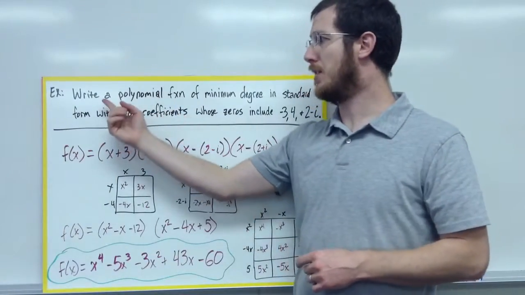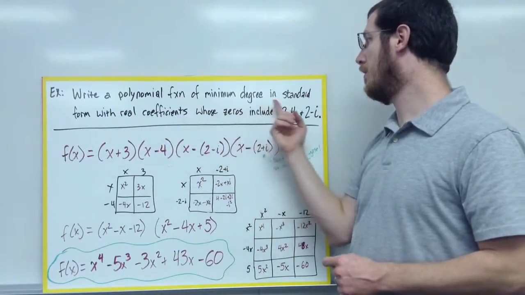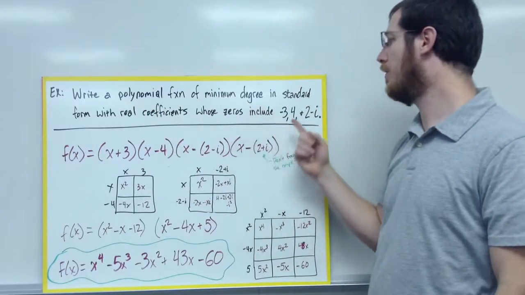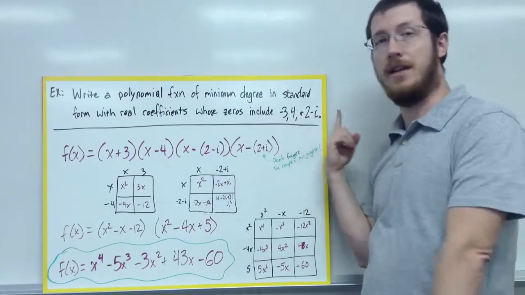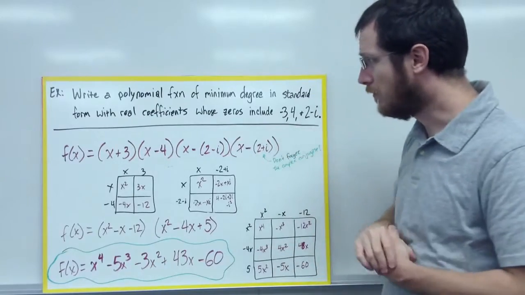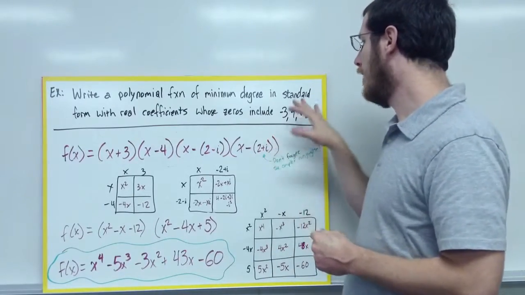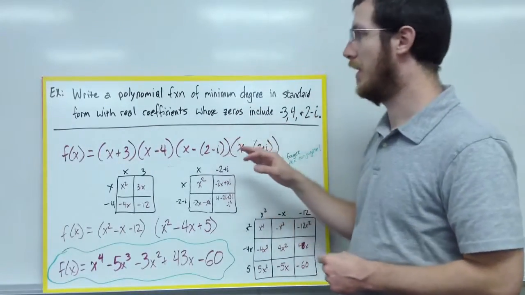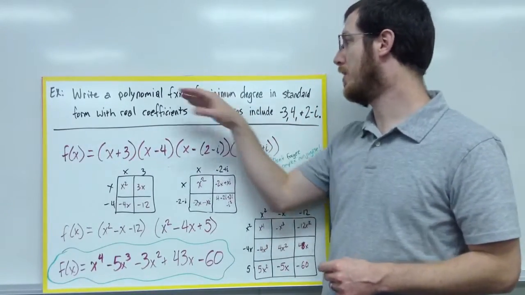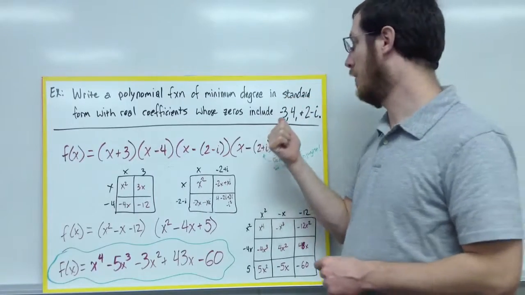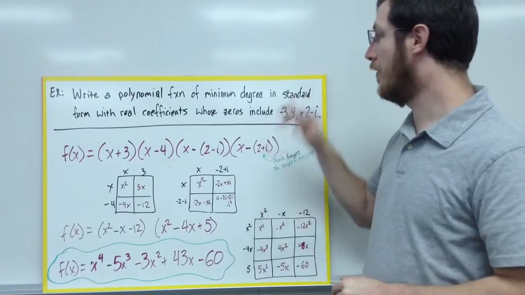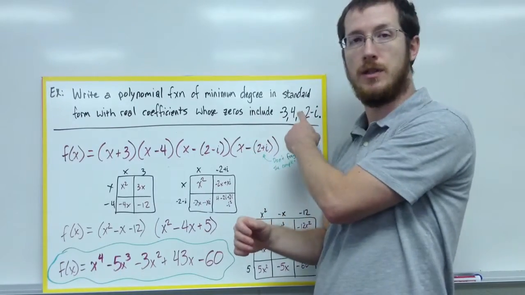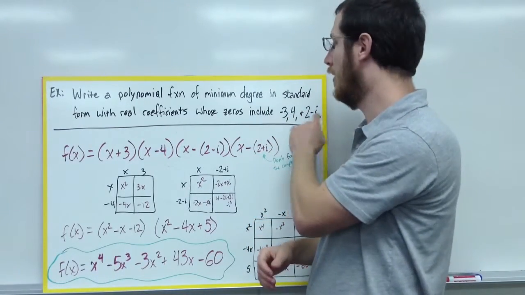First example says write a polynomial function of minimum degree in standard form with real coefficients whose zeros include -3, 4, and 2 minus i. Okay, so they give us 3 of the zeros, and they want us to come up with the equation of a function in standard form that has these zeros. So the first thing we're going to do is start with factored form. If we have the zeros, or some of the zeros, then we can put them into factors.